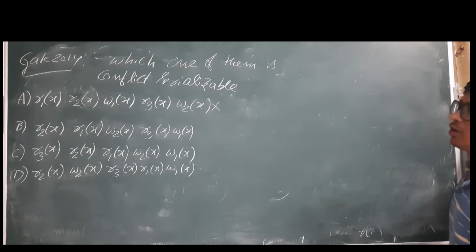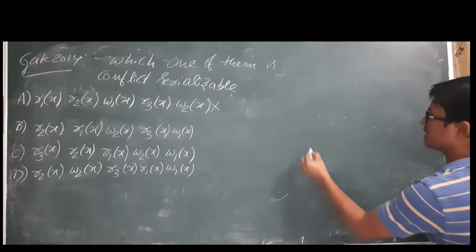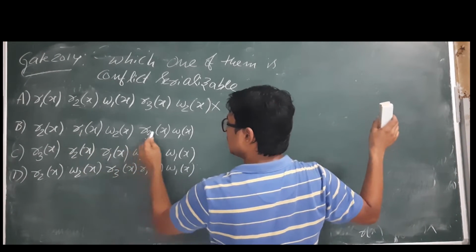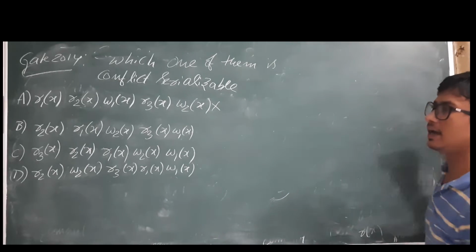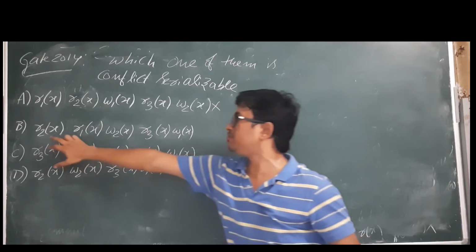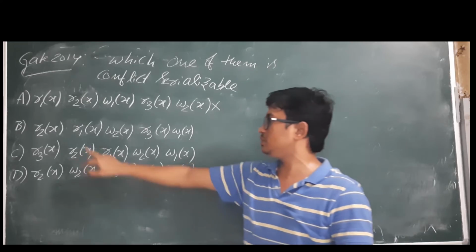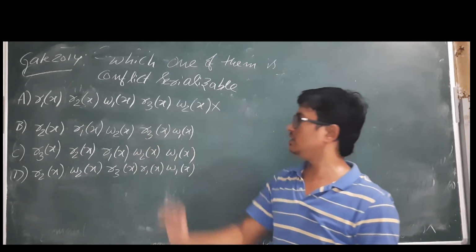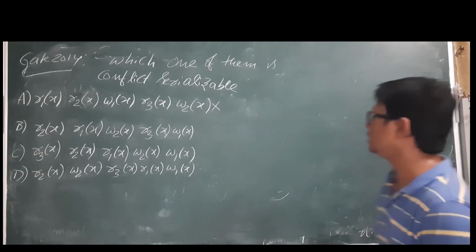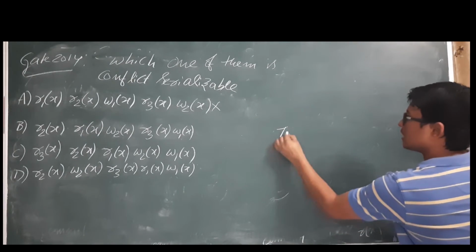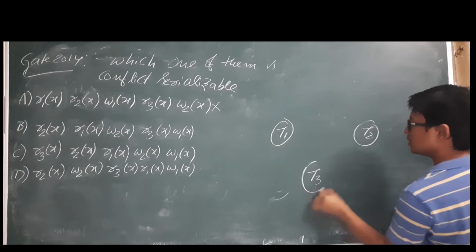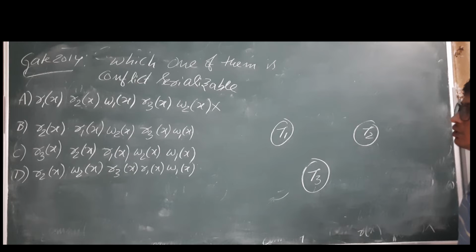So let me solve option B directly. Okay. So R2 of x is there. How many transactions are there? R2, R1, R3. So we have 3 transactions, because suffix 2 is there, meaning transaction 2 is there. Suffix 1 is there, meaning transaction 1 is there. And 3 is there, so transaction 3. So we have transaction 1, transaction 2 and transaction 3. So in the graph we will have 3 nodes.